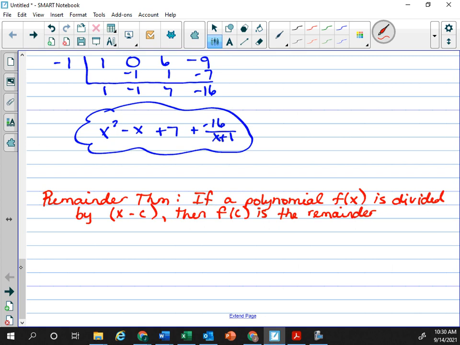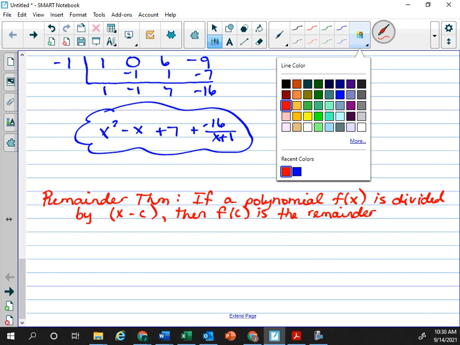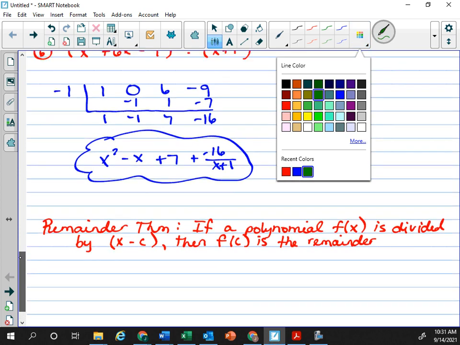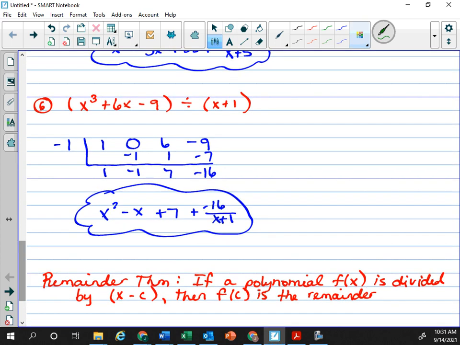So let's go back to the problem we just did. Without doing the division, if I had just asked you what is the remainder here, this right here is my f of x, this whole little equation here, that's what f of x equals. This over here, guys, is the x minus c. So if I had just substituted in c, which in this case is -1, I would have found the remainder.